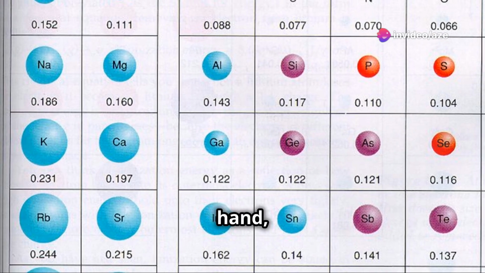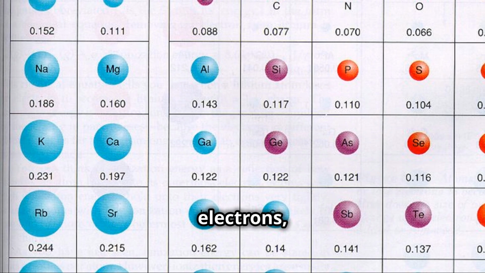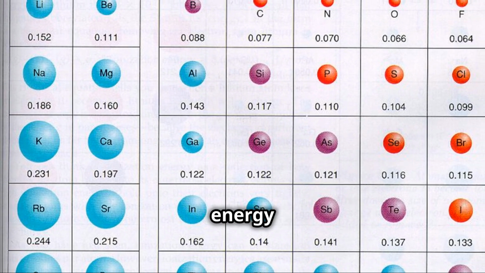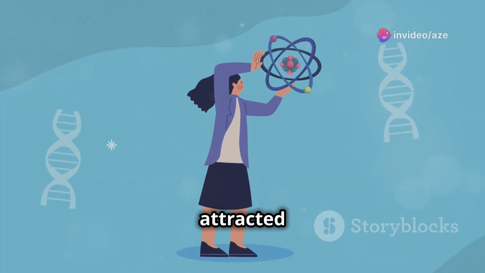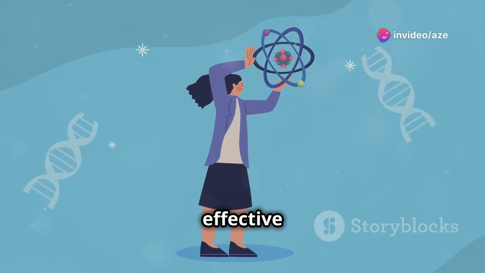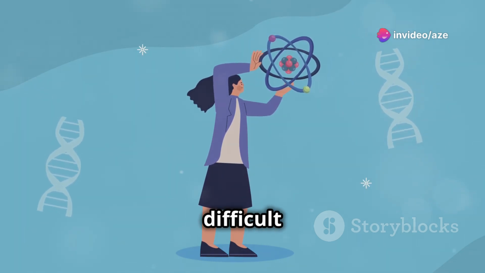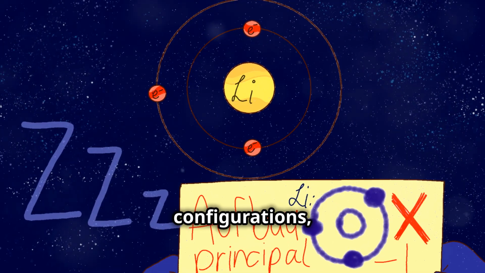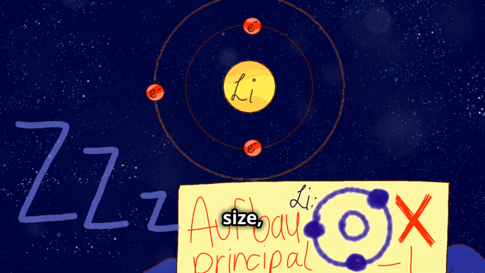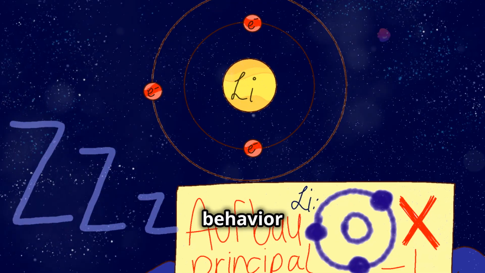On the other hand, chlorine, with its 7 valence electrons, has a higher ionization energy than sodium. This is because chlorine's valence electrons are more strongly attracted to its nucleus due to the higher effective nuclear charge, making it more difficult to remove an electron. By analyzing electron configurations, we gain insights into the size, reactivity, and bonding behavior of different elements.